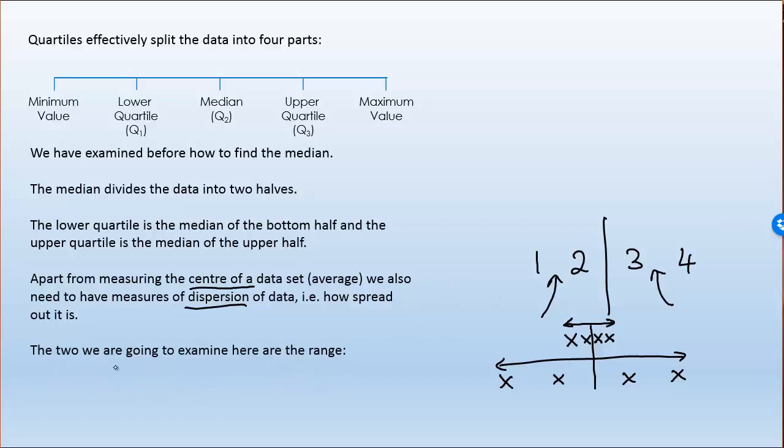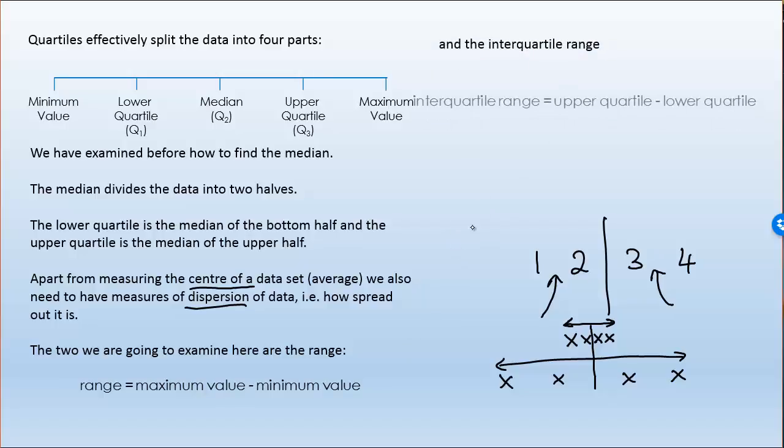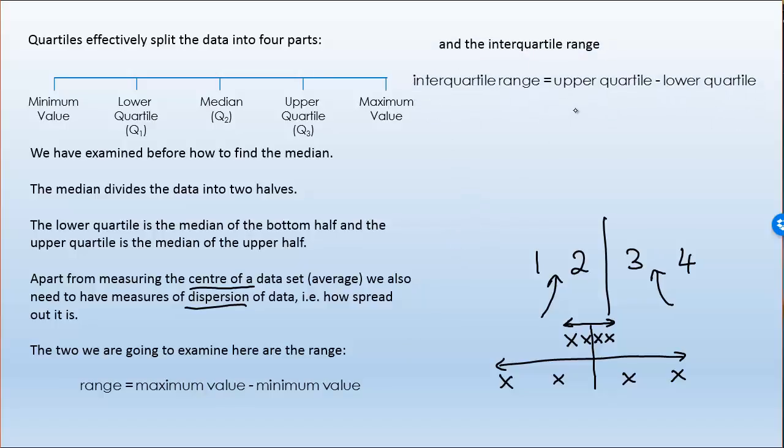The 2 we are going to examine here are the range. Now the range is very crude, it's just the maximum data value take away the minimum data value, and the interquartile range. The interquartile range is the upper quartile take away the lower quartile.